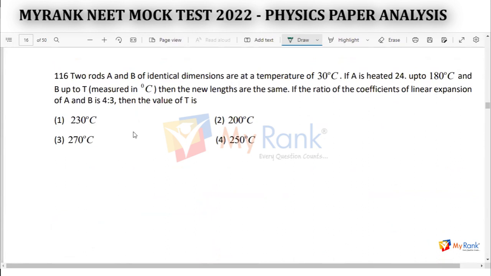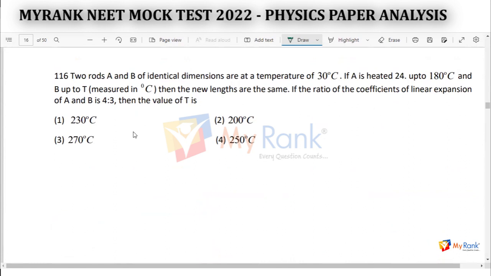Next, two rods A and B of identical dimensions are at temperature 30 degrees centigrade. If A is heated up to 180 degrees centigrade and B up to T degrees centigrade, then the new lengths are the same. The ratio of coefficients of linear expansion of A and B is 4:3. The value of T is?